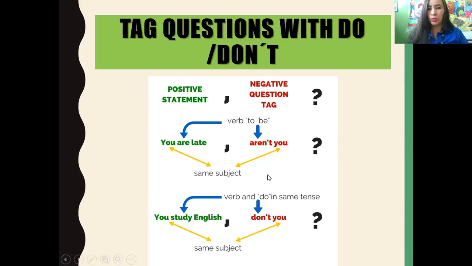Now, according to do and don't, verb and do in the same sentence. You study English. This is a positive statement. What is the tag question? Don't you?